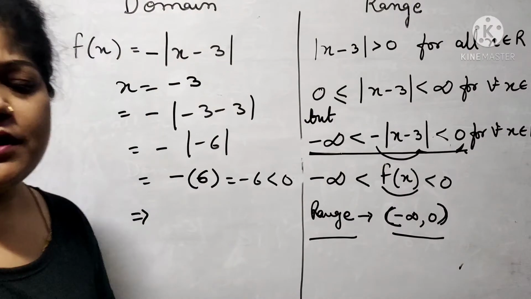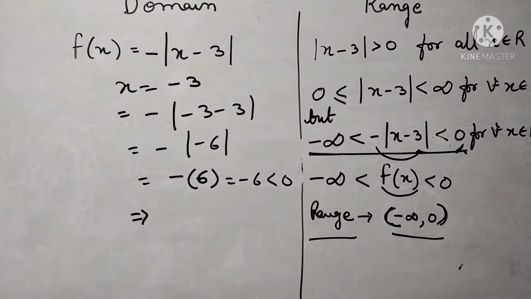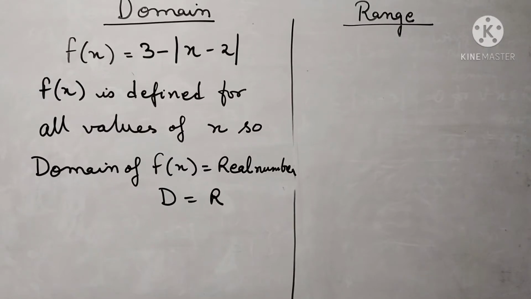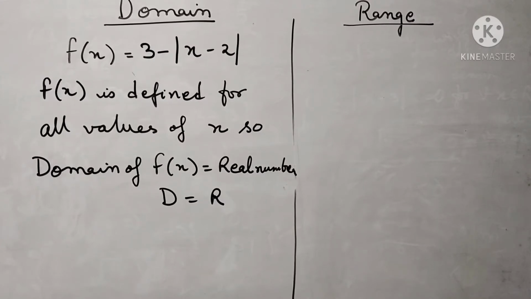Now the next question I'm going to explain to you. The next function is f(x) is equal to 3 minus mod of x minus 2. So f(x) is defined for all values of x. That means we can put any value of x and we can get the answer for that value of x as f(x). So the domain of the function f(x) is all the real numbers.